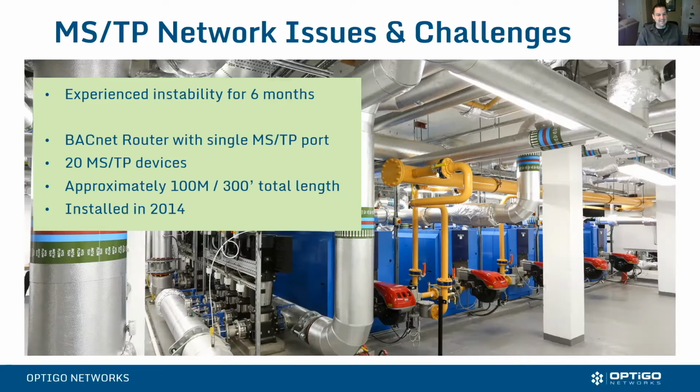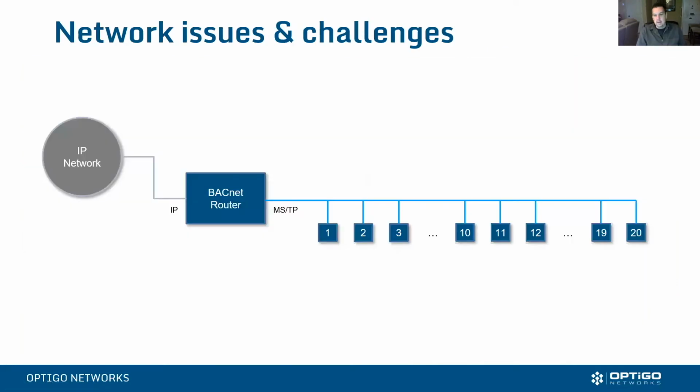So a little bit about the installation. So you obviously had an IP network going to a BACnet router, and then what kind of tools were you using to try and troubleshoot this?